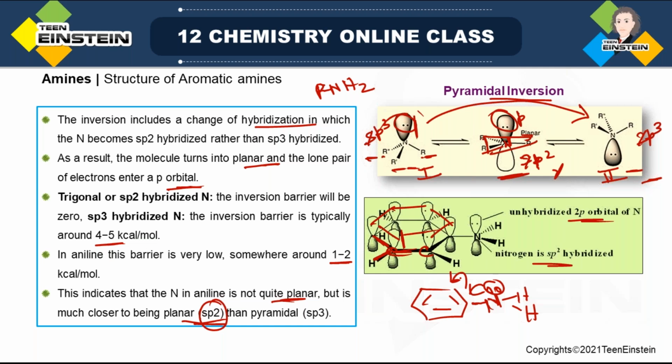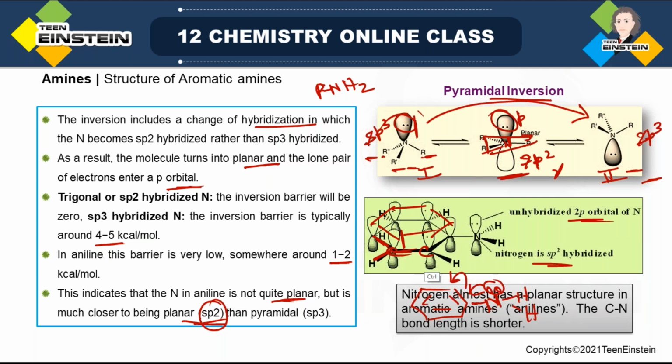Otherwise, how will planarity be achieved? And only when planarity is achieved is resonance possible. So that is why their hybridization is to some extent different. It is not exactly like aliphatic amines. So nitrogen almost has a planar structure.